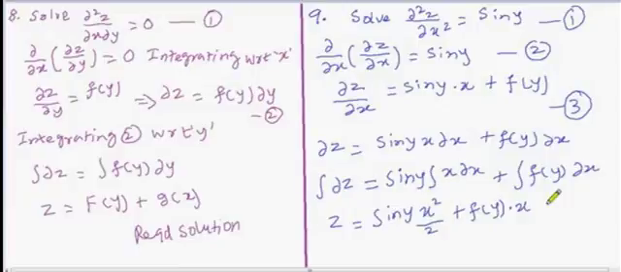Now you are integrating with respect to x, and when you are integrating with respect to x, an arbitrary function of y will be coming. So this is written as z = (x²/2) sin y + x f(y) + g(y), which is the required solution.